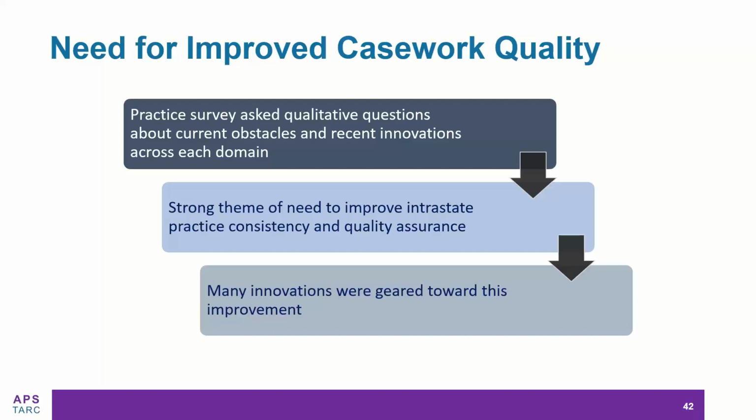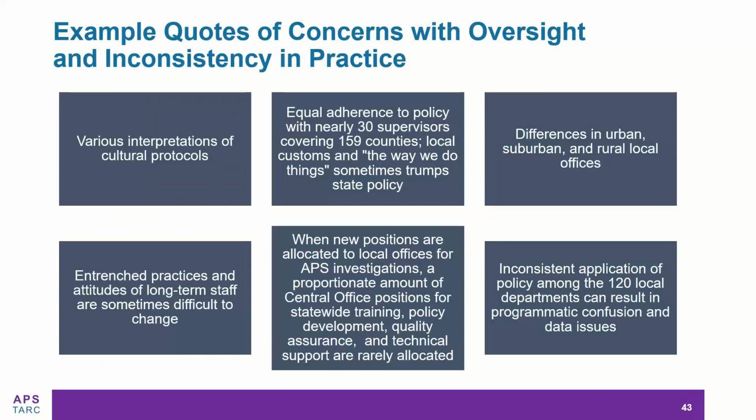what we saw was a very strong theme of a need to improve intrastate practice consistency and quality assurance. That word quality and that word consistency showed up over and over again in terms of this is something that we need to do to improve, or this is something that we have done recently so that we can have better consistency and better quality. It was a consistent theme from many of the programs, particularly in that practice survey. So the next slide just gives you some of the areas where we saw that.